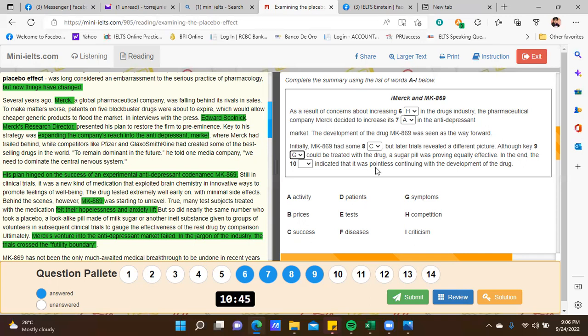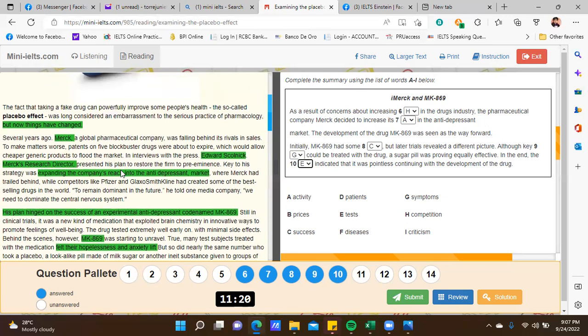And the blank indicated it was pointless continuing with the development of the drug. Test. Where is our questionable one from earlier? The seven, sir. Seven. Activity and some success. Seven. Increase activity. That's correct. No prices.